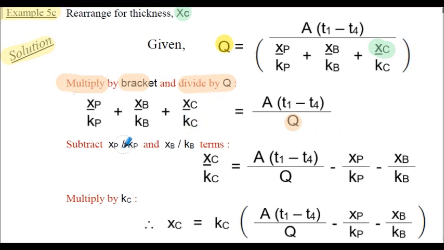Now I'm going to subtract xp divided by kp and xb divided by kb from both sides of the equation, shown here. Finally I'm going to multiply throughout by kc, shown here. Notice I've reintroduced the bracket here. So here's a solution for xc.